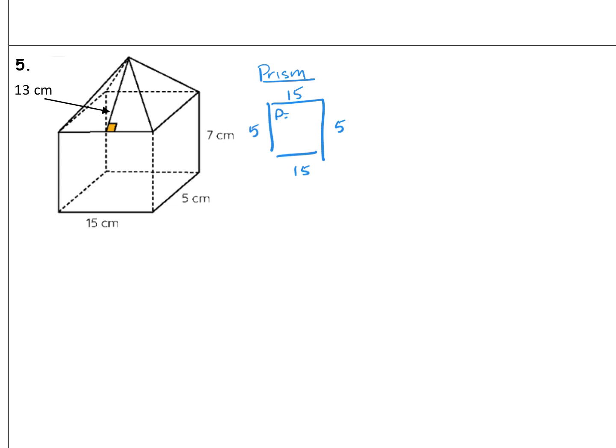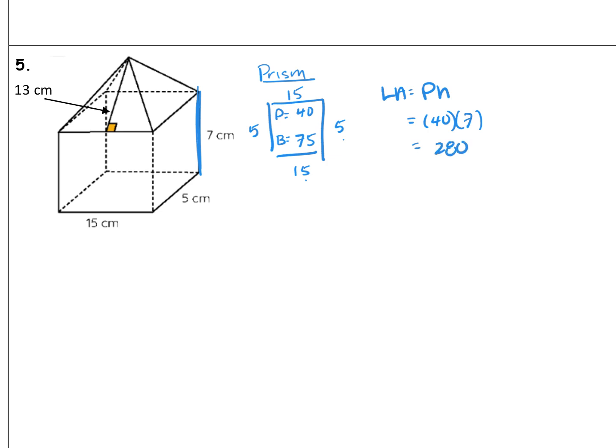So perimeter says add up those numbers. We're going to get 40. Area of the base says take 15 times 5. You'll get a total of 75. And now we can work with our formula. So lateral area is supposed to be perimeter times the height when you're dealing with a prism. So this is going to be 40 times the height of the prism, which is this 7. So 40 times 7 is going to give me 280.